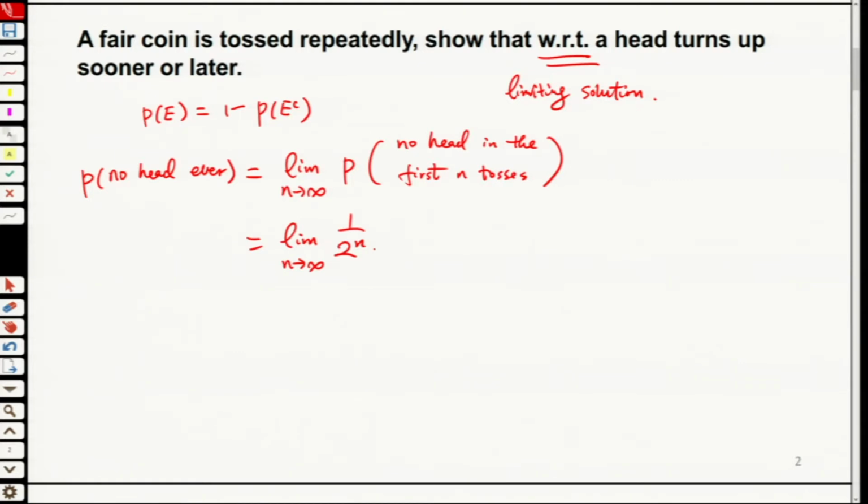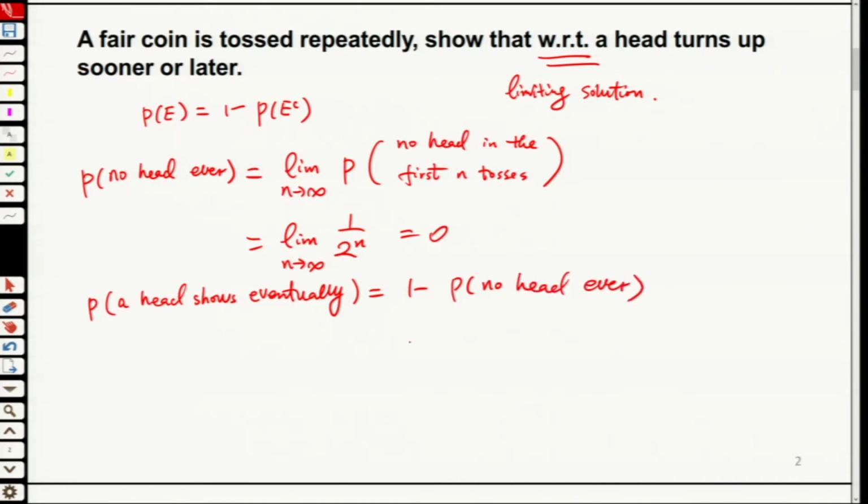in the denominator. So what will this be? This will go to 0, right? So the probability a head shows up eventually is actually 1 minus the probability of no head ever. So that's why this is actually 1. Sooner or later, it's going to come up.